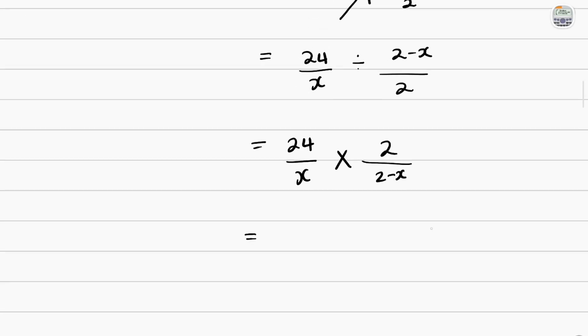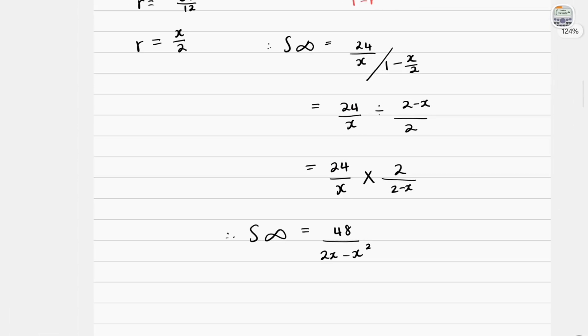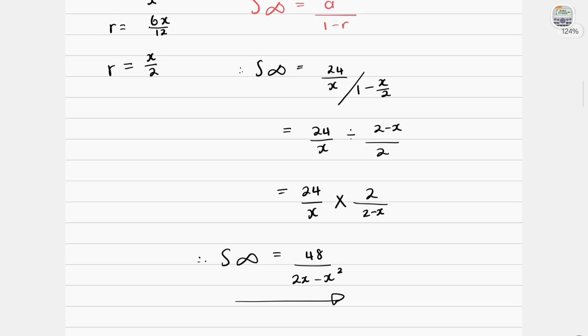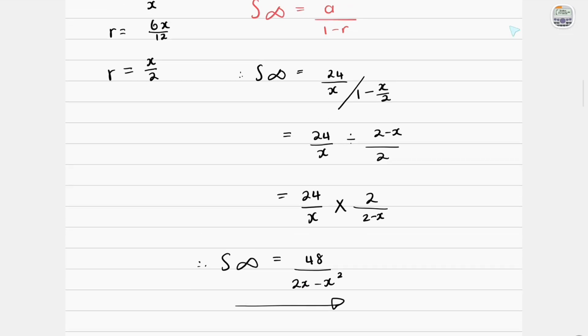So this is equal to, and I don't really see common factors, so I'm just going to say 24 times 2 is 48 over x multiplied by 2 minus x. So the x is going to multiply to the 2, giving 2x, and to the negative x, giving negative x squared. And that is the sum to infinity. It's also in terms of x. So that is our answer. Moving on to the next question.